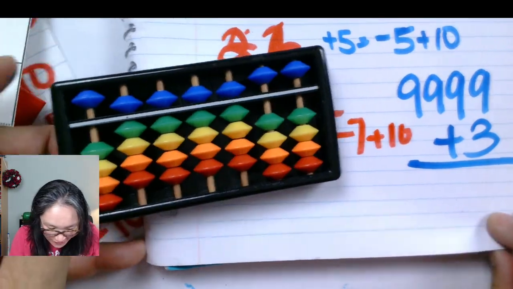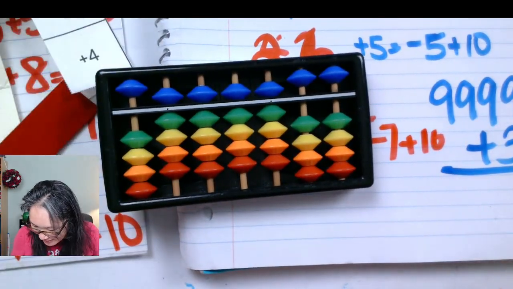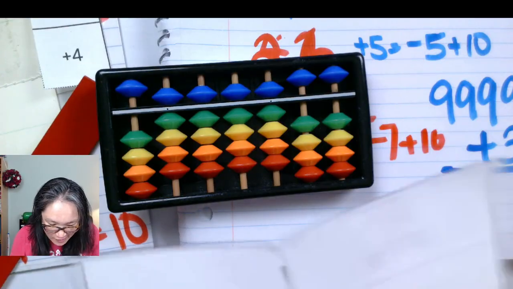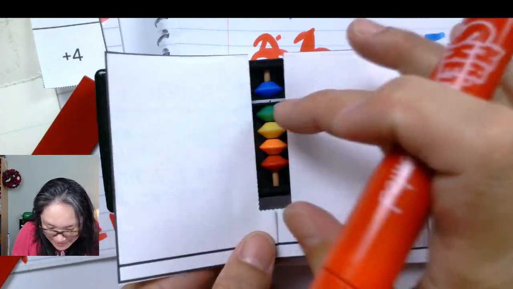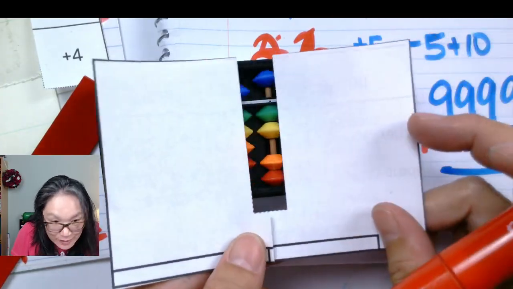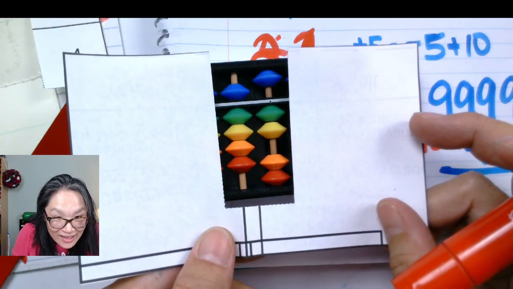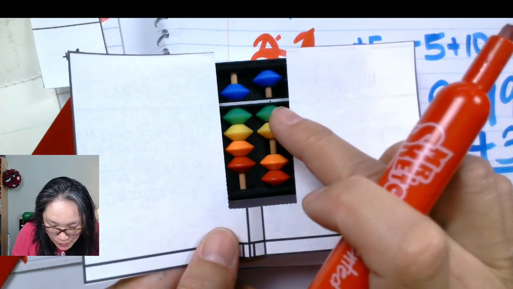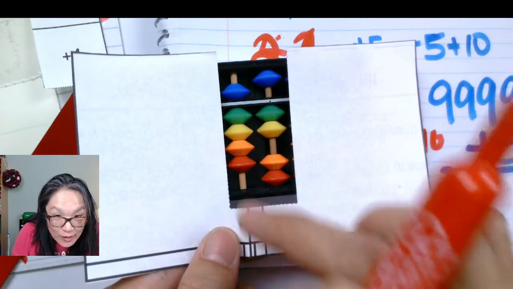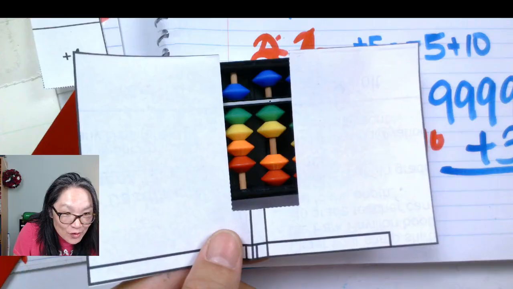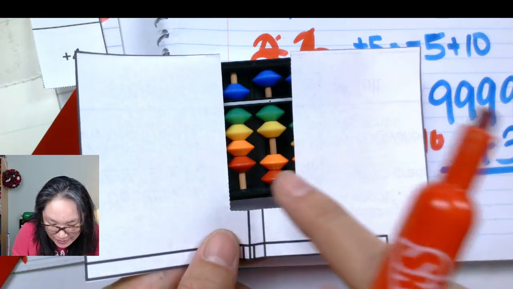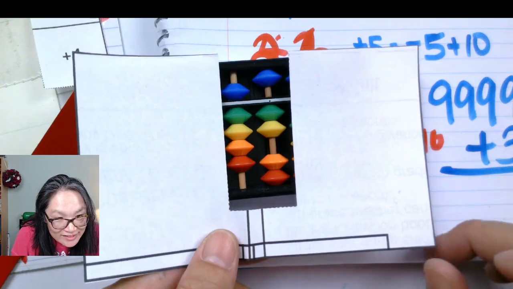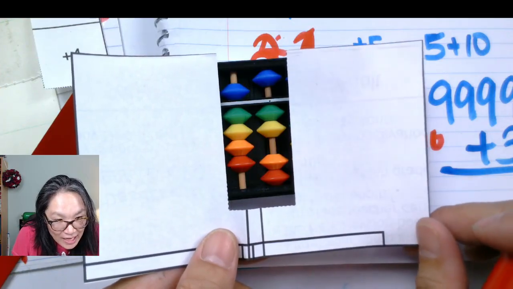So here, where's my... Here it is. I'm going to minus the 7 and then plus the 10. When I add the 10, do I have enough beads to do that? No, I don't have enough beads to add the 1. How do I add the 1?